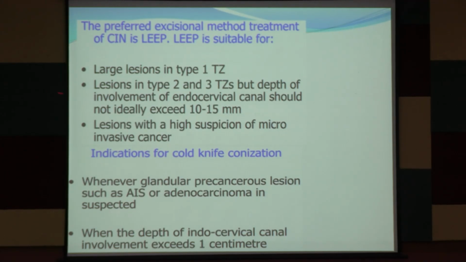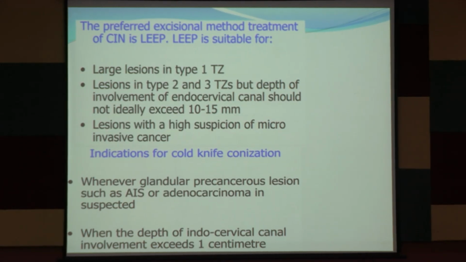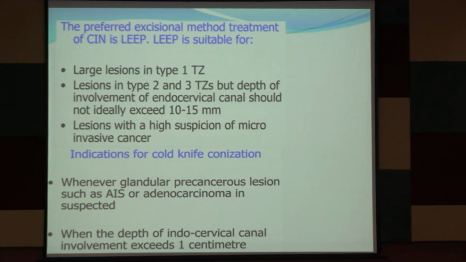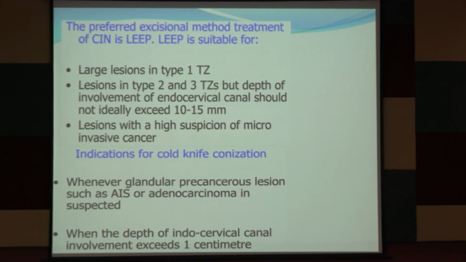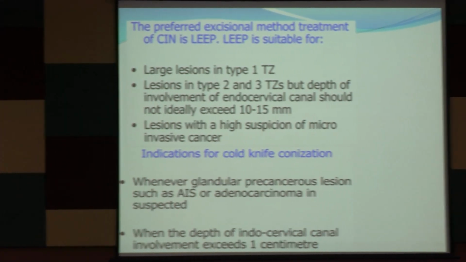So LEEP, when do you do it? When there are larger lesions. As I said, ablation is for when it's occupying less than 75% of the ectocervix. More than 75% means you have to do a LEEP. Also for lesions in type 2 and type 3 transformation zones, but the depth of involvement of the endocervical canal should not exceed this, and with a high suspicion of microinvasive cancer. Ideally, if possible, in all patients we should do LEEP.